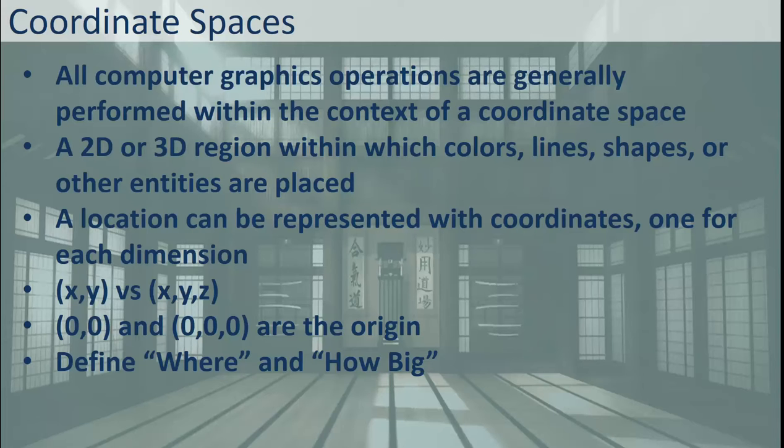Then for 3D regions, we'd have three coordinates, X, Y, and Z. And Z represents our depth. And you'll probably see two common coordinates, 0, 0, and 0, 0, 0, which are what we call the origin, or the 0, 0, 0 central location. Generally you can sum all that up to say that coordinate spaces define where and how big the objects or the images that we manipulate are.